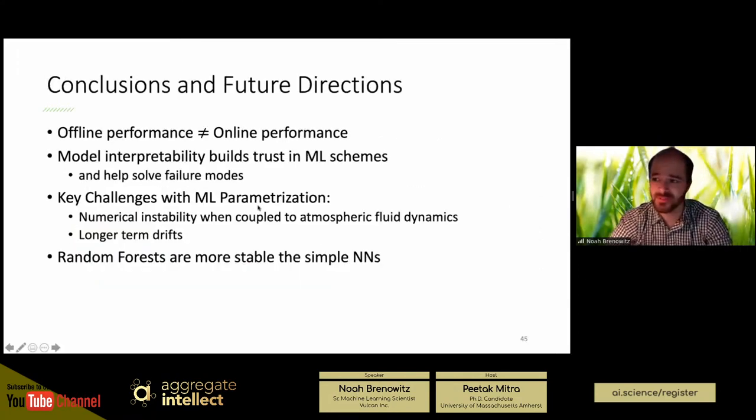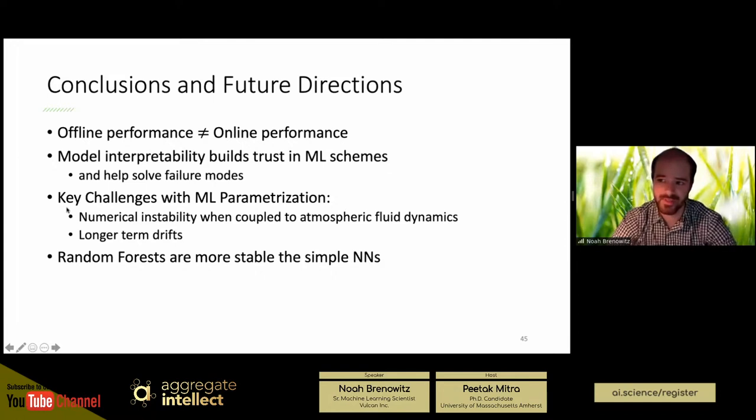So in terms of conclusions, first point is what I just said. The second point is that we can use model interpretability tools like the AISC maps, and we have looked into more of those. If you're interested in that, you can check out a paper we have on the arXiv to help, one, build faith in our ML schemes predicting the right thing, which I didn't show as much, but also help us solve failure modes, help us find solutions to these instability problems.